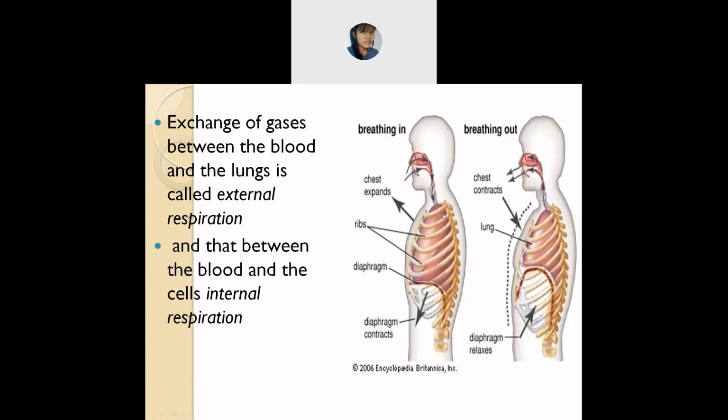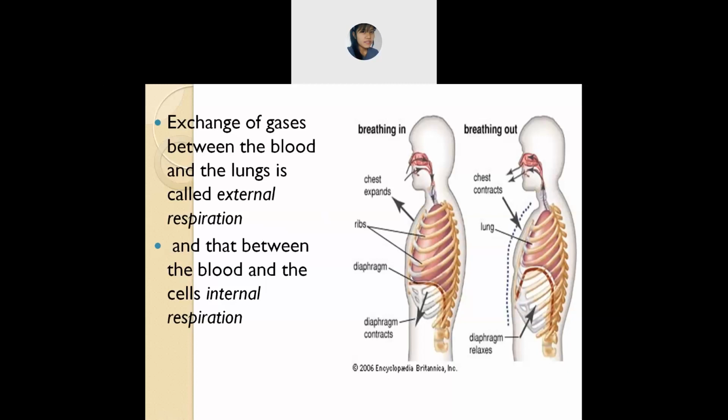तो इंटरनल रेस्पिरेशन में क्या होगा, ये चेस्ट बड़ा हो जाएगा, ठीक है, और ये जो डायफ्राम है छोटा हो जाएगा. तो यही है डिफरेंस इन बिटवीन इंटरनल एंड एक्सटर्नल रेस्पिरेशन. डू यू अंडरस्टैंड? हाँ मैम, repeat मैम. Repeat. Okay.